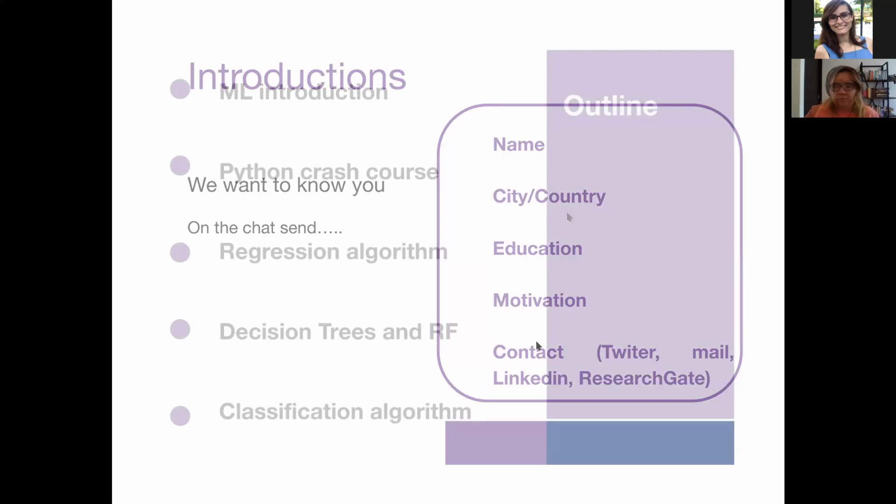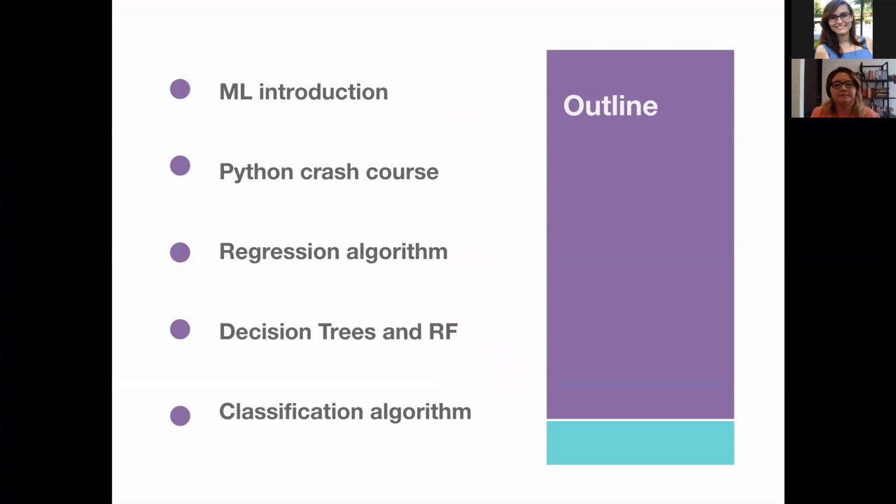So, the outline of this workshop. First, I'm going to make a brief introduction of machine learning, then a quick Python crash course of around 15 minutes. After this, we are going to take a break to have lunch, and then we are working with regression algorithms. After, we are going to practice some decision trees and random forest models, and finally, we are going to work with a classification algorithm.